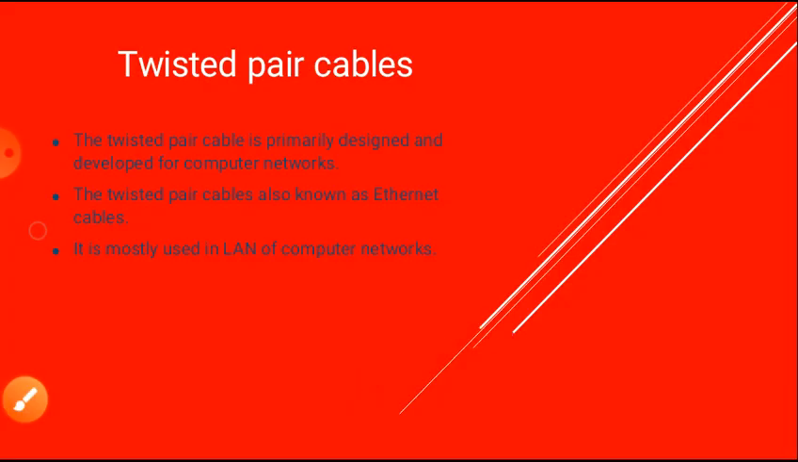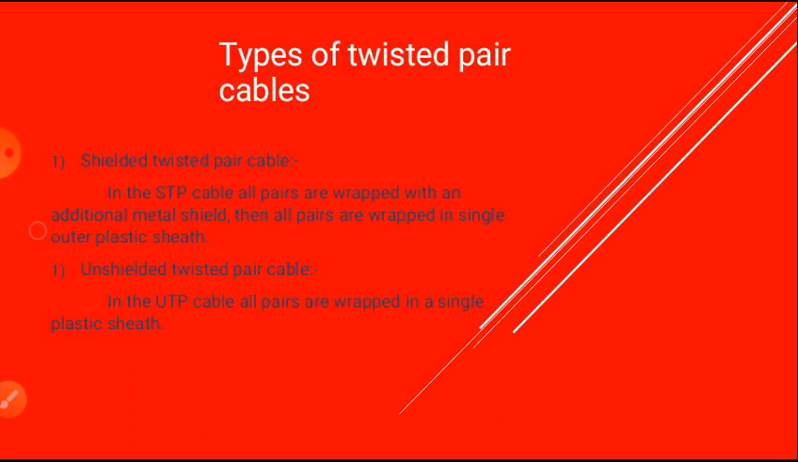Next, twisted pair cable. A twisted pair cable is primarily designed and developed for computer network. The twisted pair cable, also known as Ethernet cable, is mostly used in LAN. There are two types of twisted pair cable. First, shielded twisted pair cable and second, unshielded twisted pair cable.